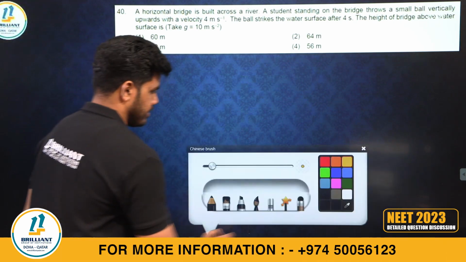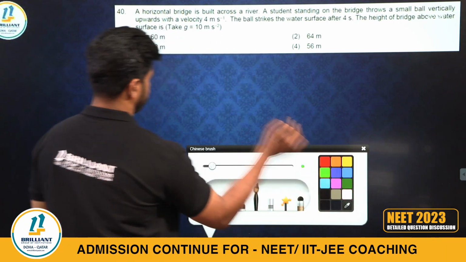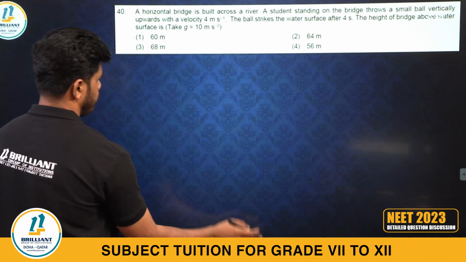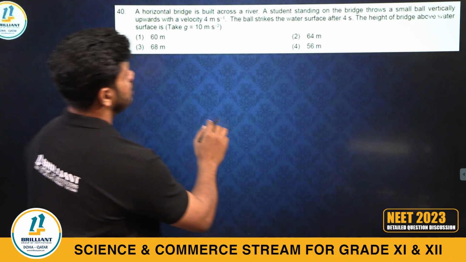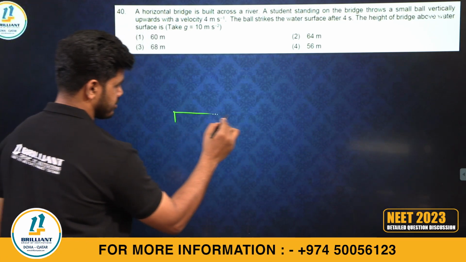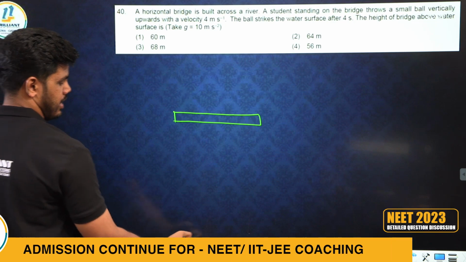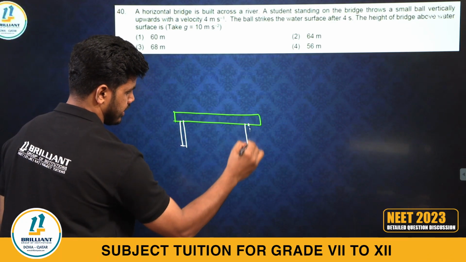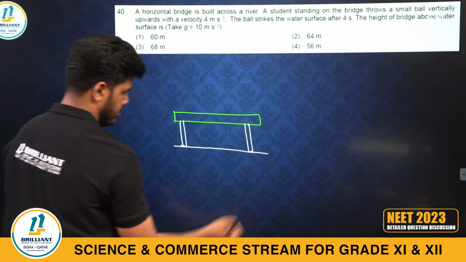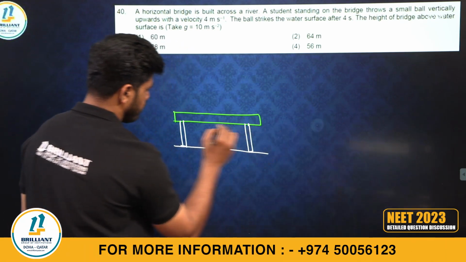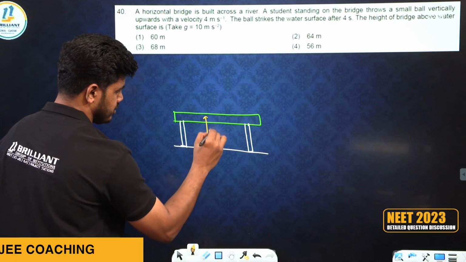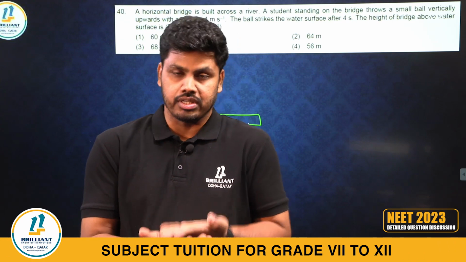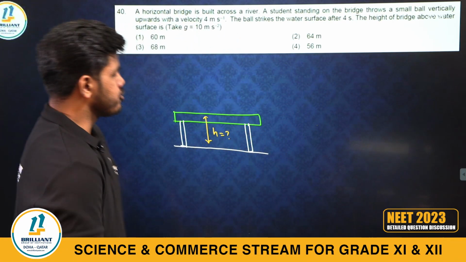So the question, again, a very simple question we got. Suppose this is the bridge from which a student is standing on the bridge. That is what the question says. The bridge is at a height h from the water. This is the water level, imagine. This h is to be calculated: what is the height from the water level of the river to the bridge.